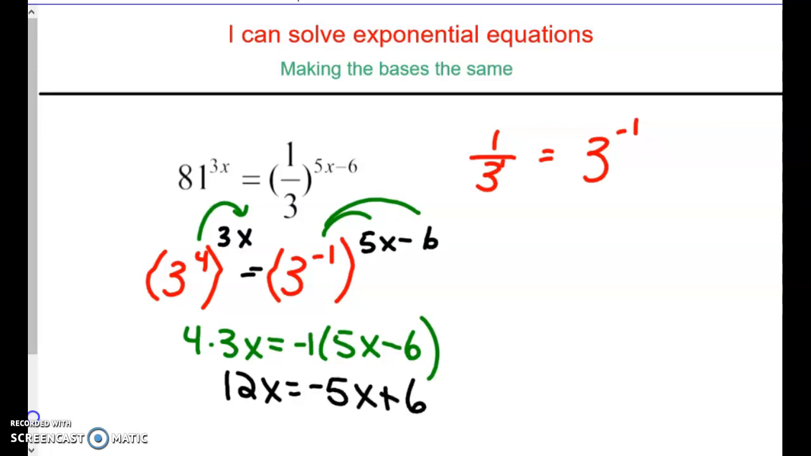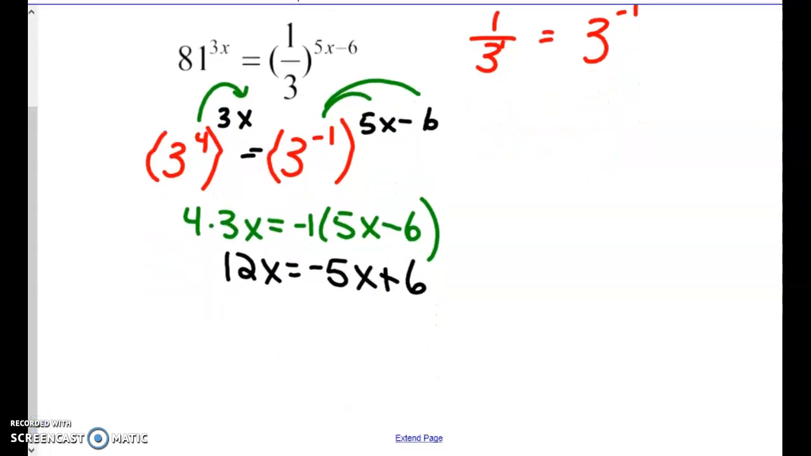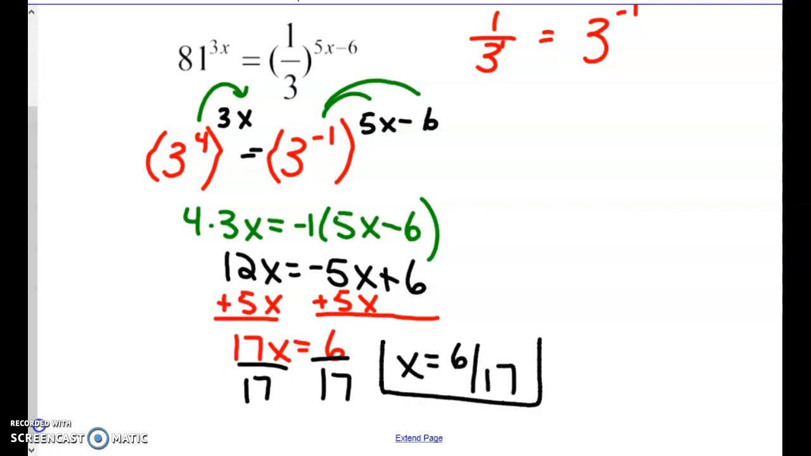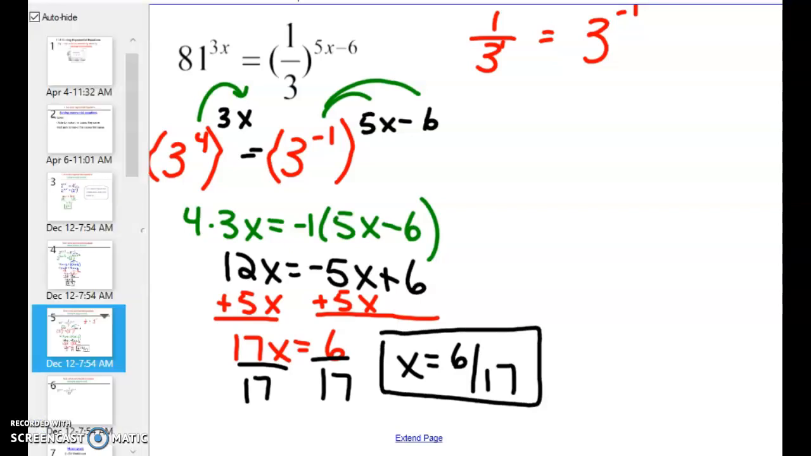So I'll add 5. And when we divide both sides by 17, we're going to get 6 over 17. So kind of a funky fraction that happens in the homework that you get as well. Some of them are going to end up being fractions. Okay.